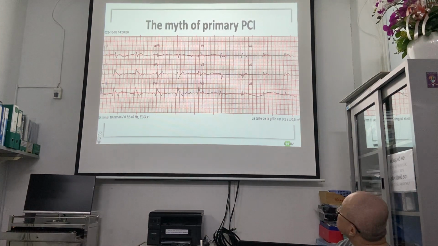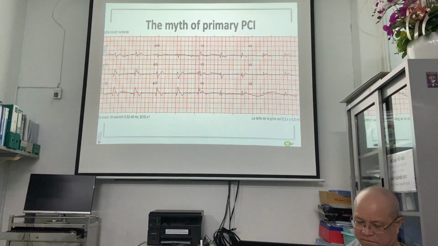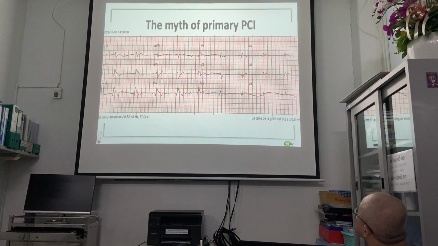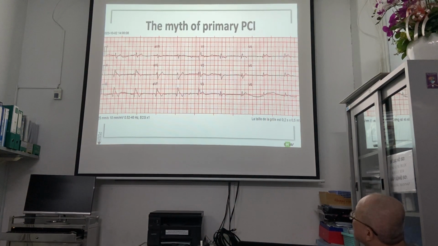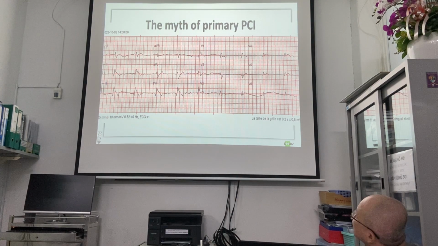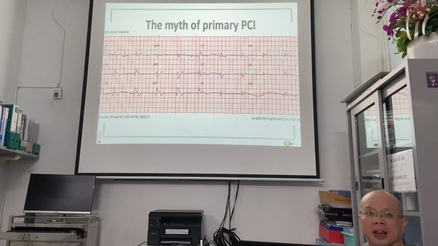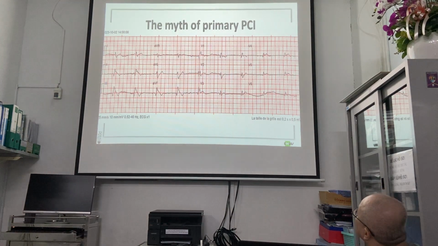Primary PCI, STEMI. The patient is, let me see, he's maybe 51, 52. Not so old. 51, 52 years old. How old is he? 54 years old. So what do we make out of this?